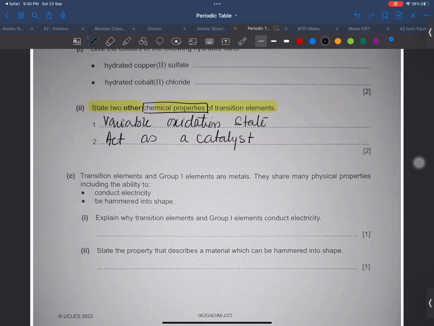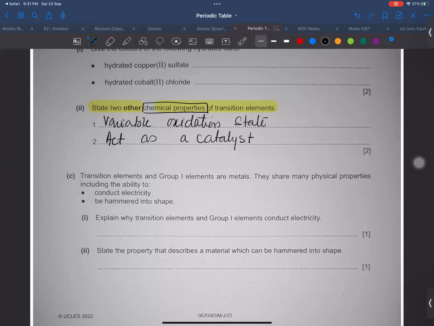Then let's talk about the C part. Transition elements and group 1 elements are metals. They share many physical properties, including the ability to conduct electricity and be hammered into shapes. Explain why transition metals and group 1 metals can conduct electricity. It's quite simple.